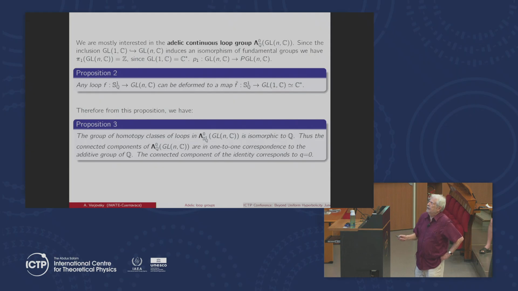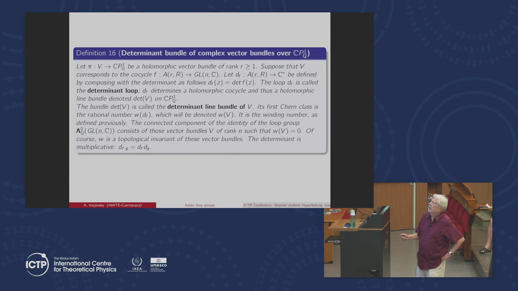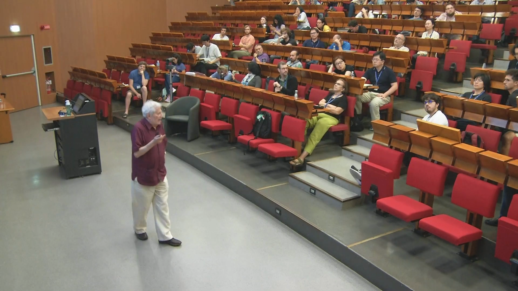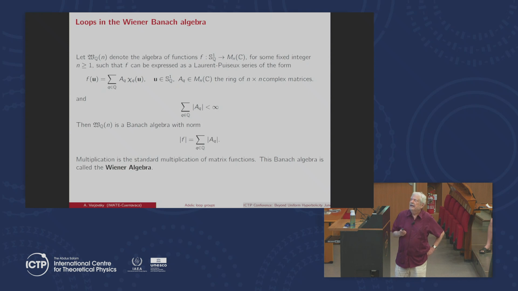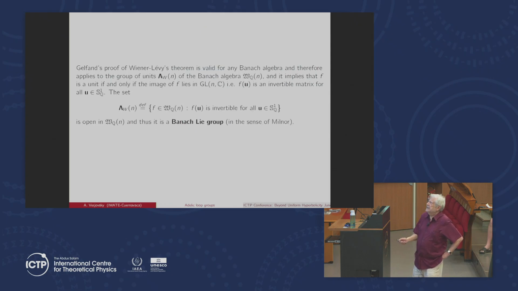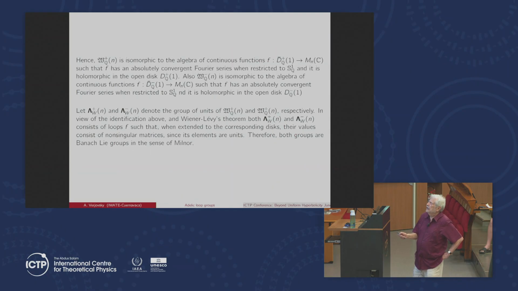Let me go a little bit more. The point is you can define also the determinant bundle. Just to summarize, everything you did with P1, you can do with this. And you have to be careful what you do, and this is the most interesting one: loops in the Wiener-Banach algebra. So you take maps from the solenoid to a Lie group, and you demand that the coefficients be absolutely convergent. This is a beautiful Banach algebra, the Wiener algebra. And this works very well for loop groups. And we use all these. Well, let me go faster because you were bored with that.